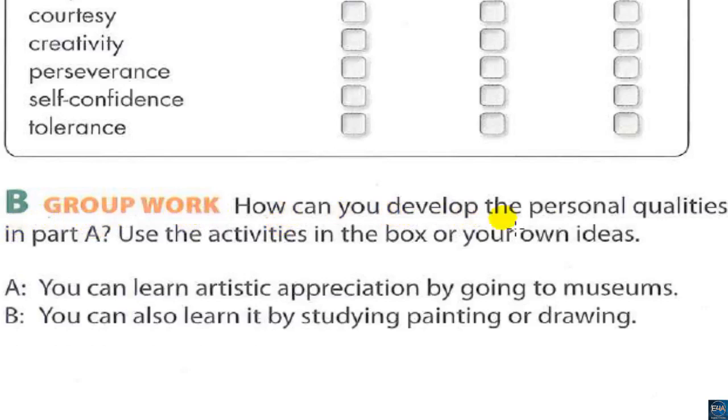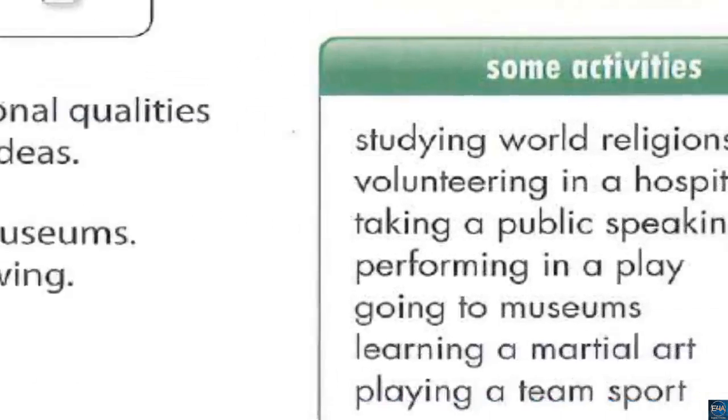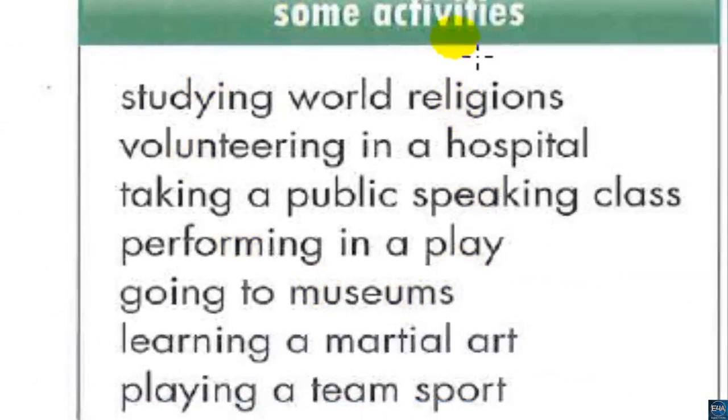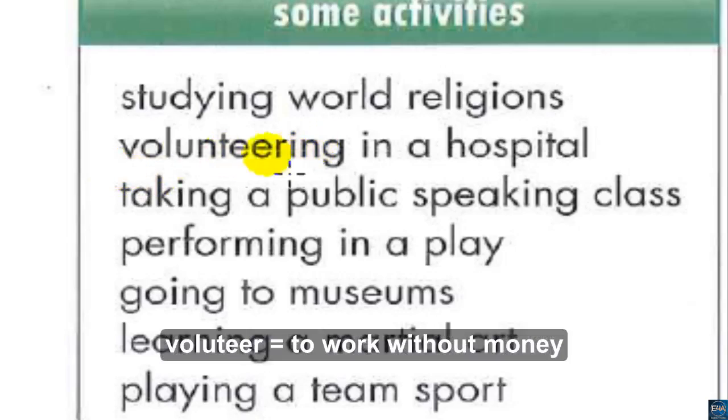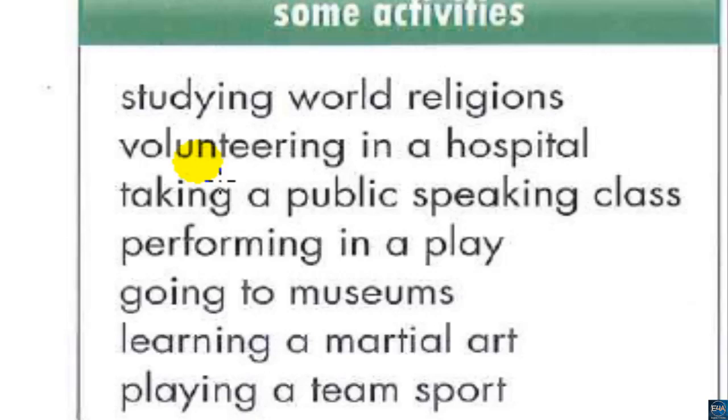Now here, let's get number B, group work. How can you develop the personal qualities in part A? How can you develop these qualities? Use the activities in the box or your own ideas. You can have some activities in this box. Example, studying world religions. To study religion like Islam, Christianity, Judaism. Volunteering in hospital. What's a volunteer? To work without money. To help people without taking money.